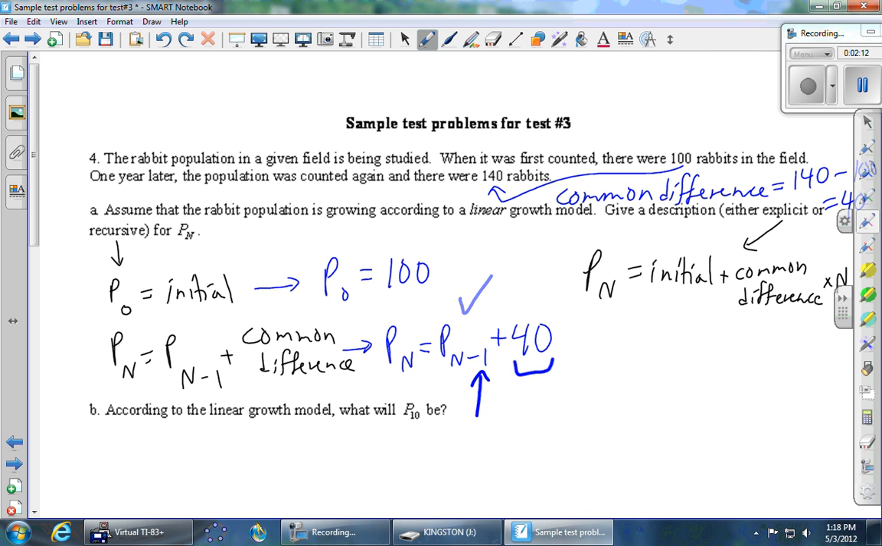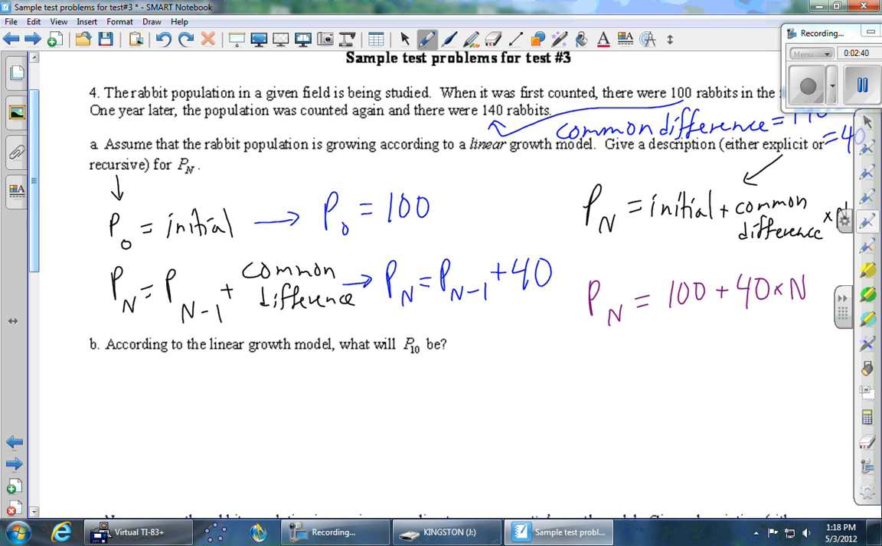Okay, more useful if we can find it is the explicit one. That's over here on the right. So the formula is always the same. It's Pn equals the initial amount, still 100, plus the common difference, still 40, times n. N is how many years you're looking into the future. So those are our two formulas. The two blue things are the recursive formula. The one purple equation is the explicit formula. You didn't need both for this problem, but I wanted to include both here in the video.